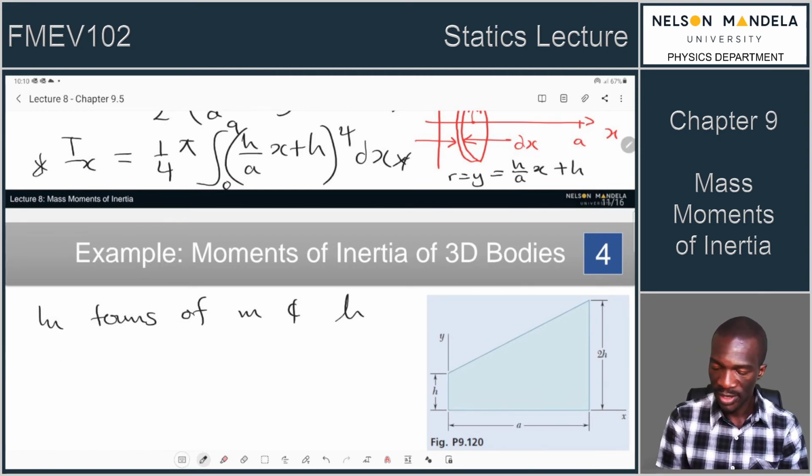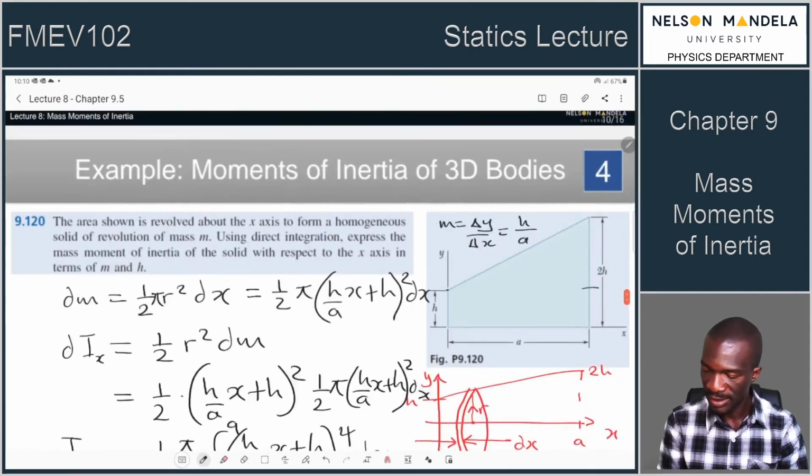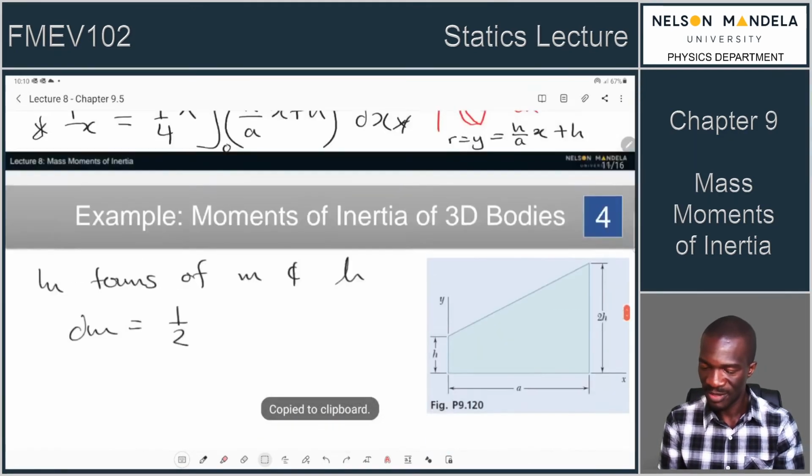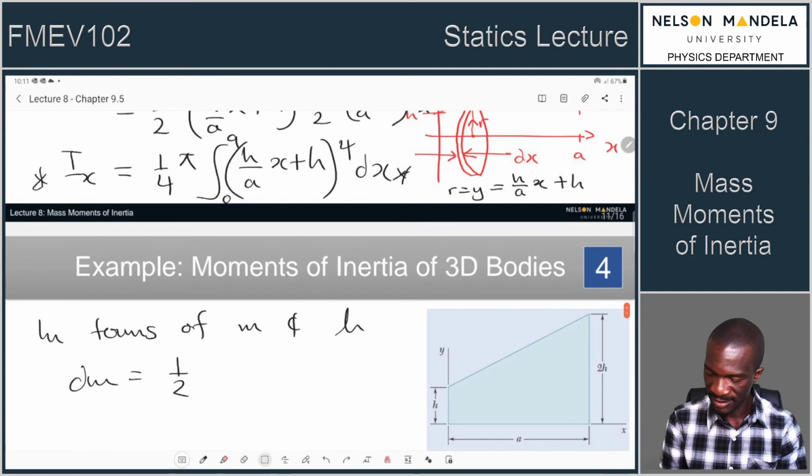We knew already that our dm is half of all this. In other words, we're just integrating this, isn't it? So let's just copy that and integrate it. So let's paste it here. So all we want is to integrate this term. So we'll just integrate dm to get the mass from 0 up to a.